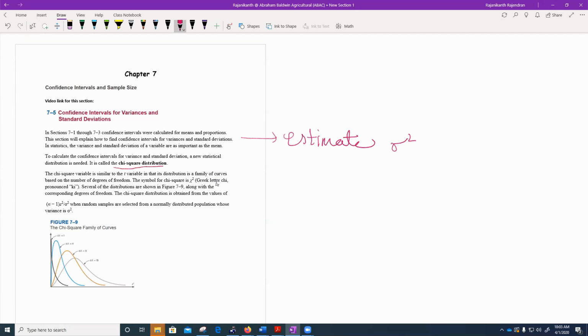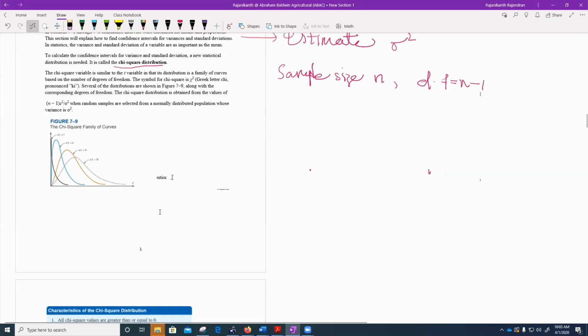Like the t distribution, this is also a new distribution, which has degrees of freedom. Suppose you have sample size n, then the degrees of freedom, say df, like a t distribution, here also we take n minus 1. Okay, so what are the properties we have for chi-square distribution? So this kind of curve, right?